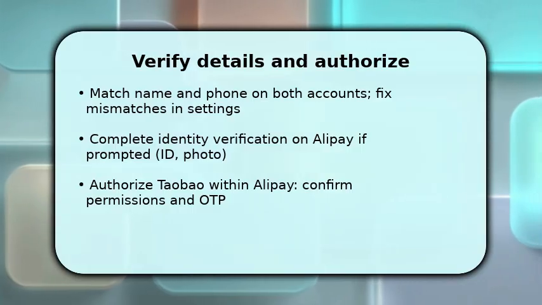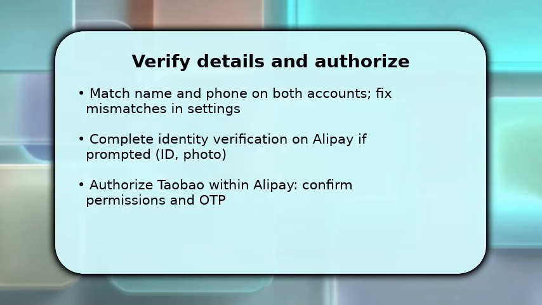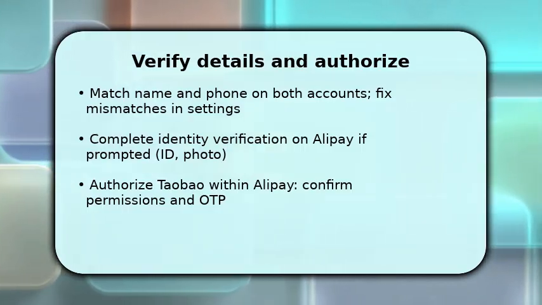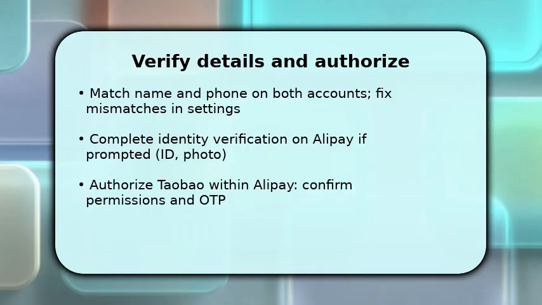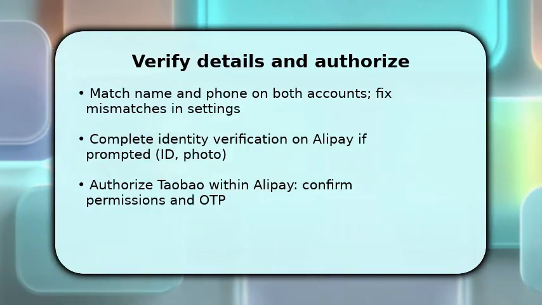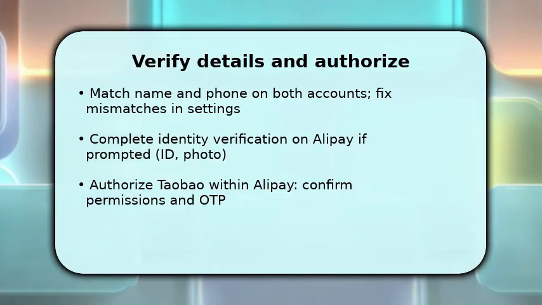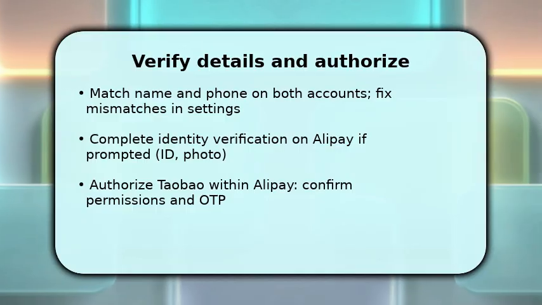When Taobao requests authorization, Alipay may ask for ID verification. Follow on-screen steps, upload an ID photo, or take a selfie and submit. Once Alipay recognizes you, approve Taobao's permission prompt and enter the one-time password sent to your phone. This confirms ownership and prevents payment or security errors later.